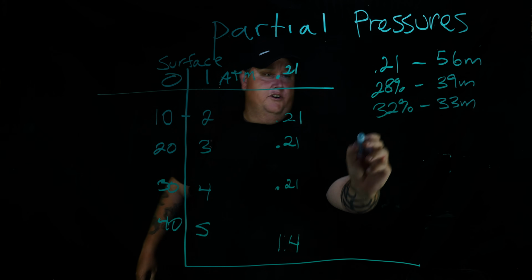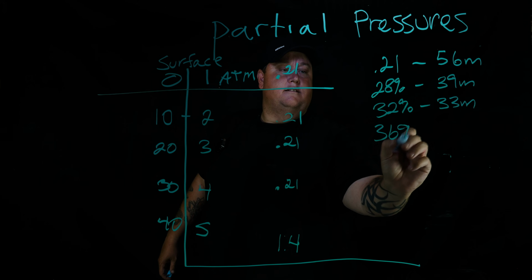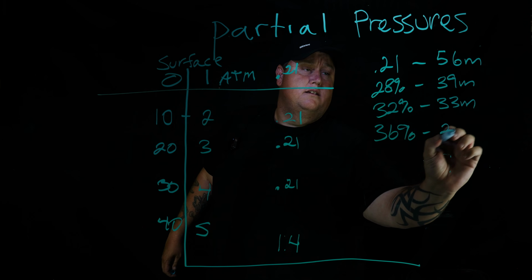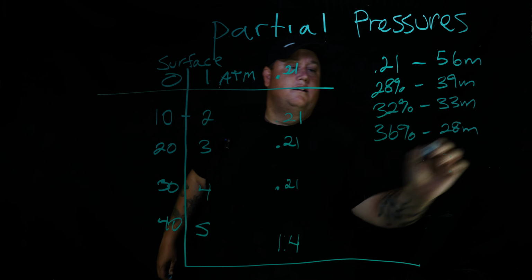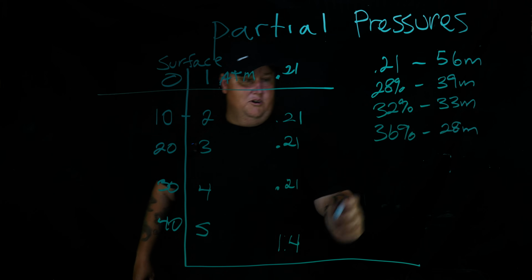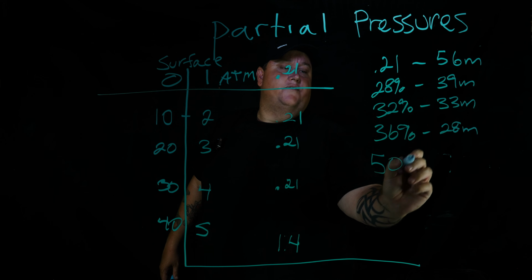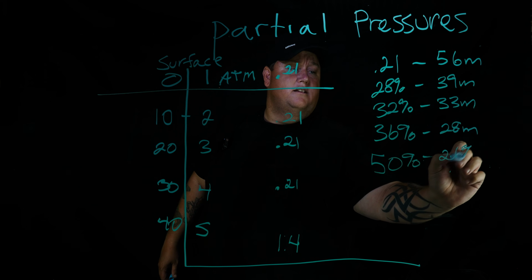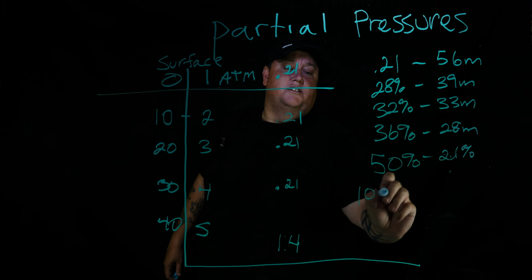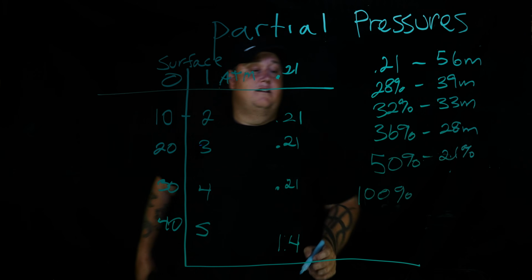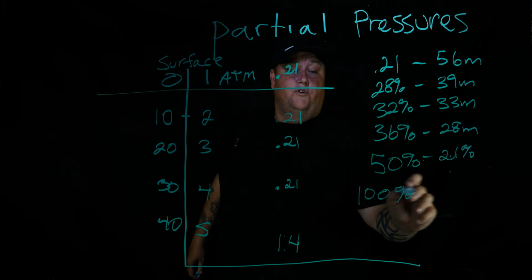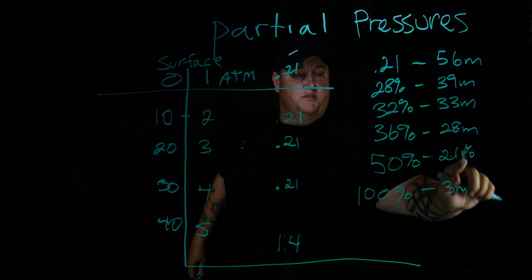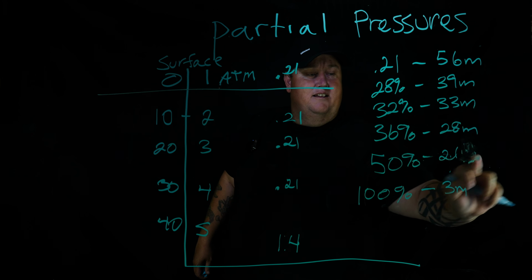36%. The deepest we can go is 28 meters. All right, and so on and so on. 50%, I use a lot of 50% when deco diving. I believe it's 21 meters. And then 100%, like washout gas. If you use 1.4 PPO2 as your max, you can only go to 3 meters. Whoops, this is meters, not percent.